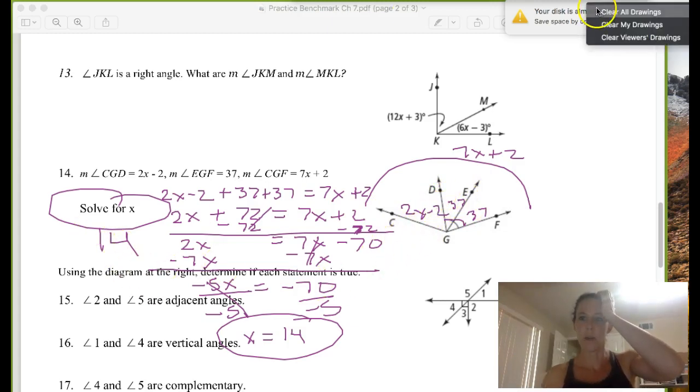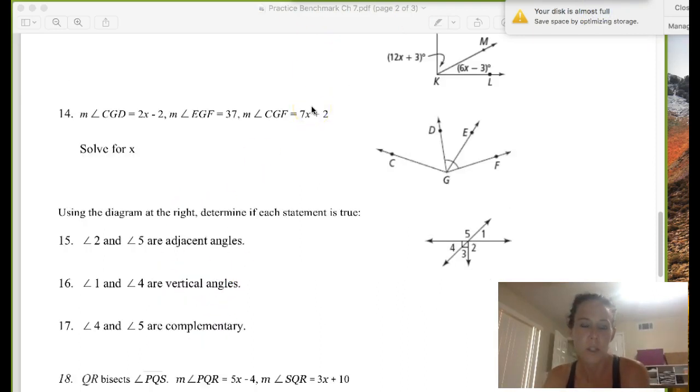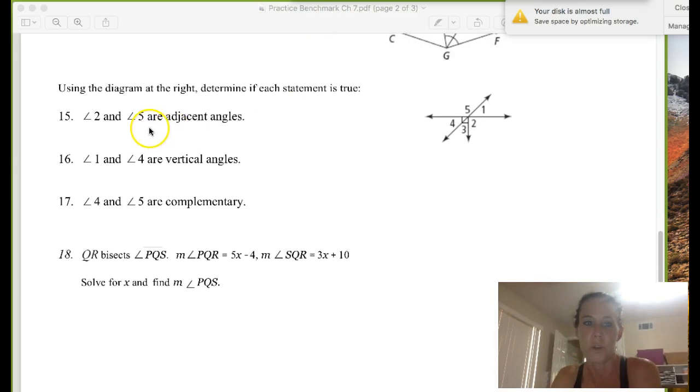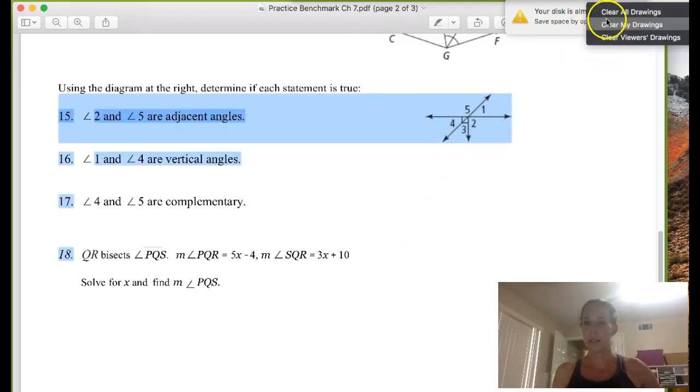All right, let's go ahead and go on to number 15. It says, use the diagram at the right to determine if each statement is true. So let's look at this diagram. Remember, a straight line makes 180 degrees. If this is 90, this also has to be 90, okay? It looks to me like angle 1 and angle 4 are vertical angles. So angle 1 and angle 4 would be congruent. So let's analyze it before we start answering questions.